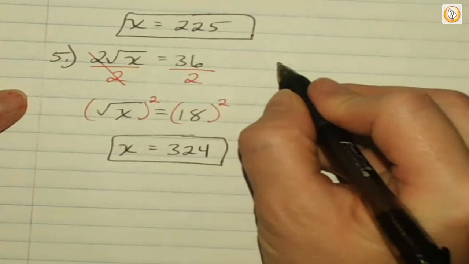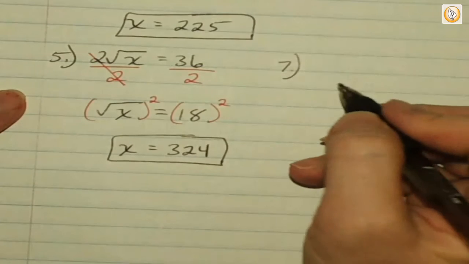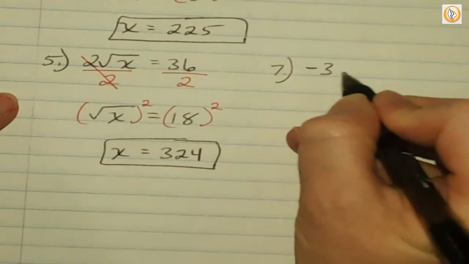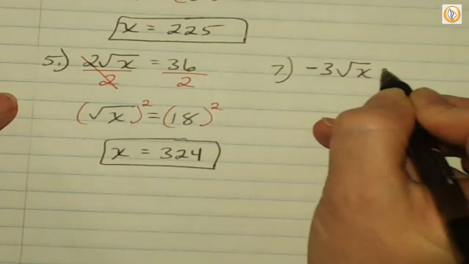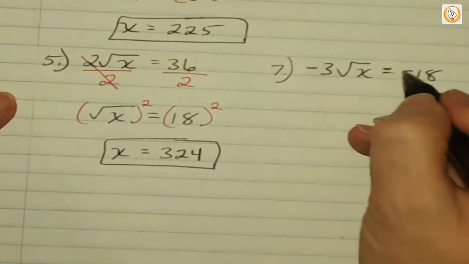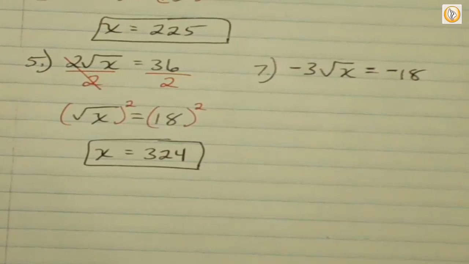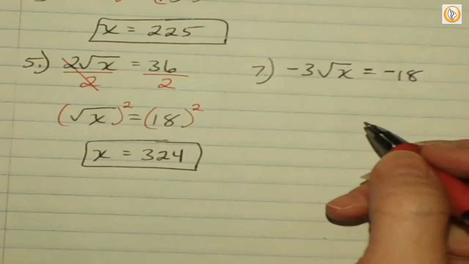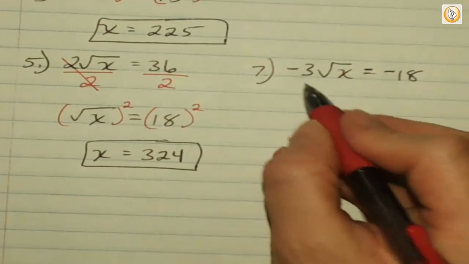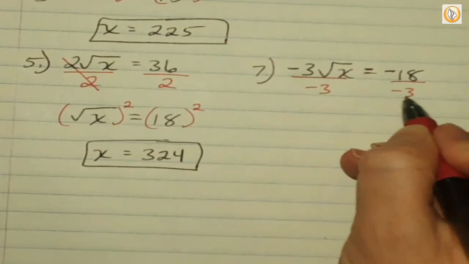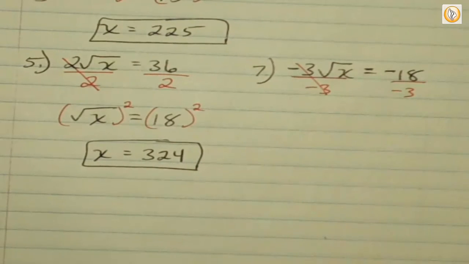All right, Emily, you're going to redeem yourself. Number 7: negative 3 times the square root of x equals negative 18. Tell me what to do. Divide by what? On both sides. Right? So now tell me what to write.